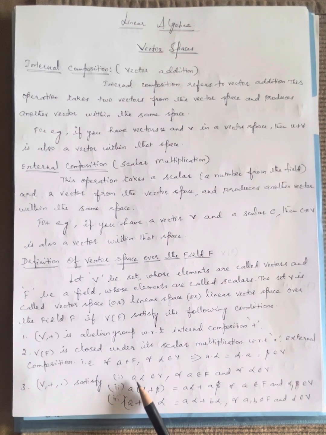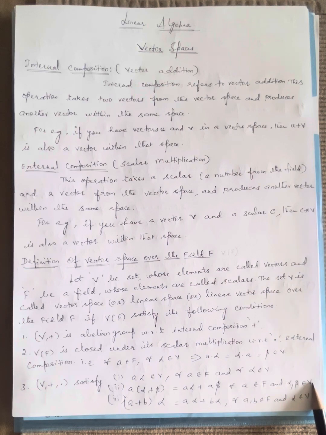Number one: a dot alpha belongs to V. That means a comes from F and alpha comes from V, and if you multiply them, a dot alpha belongs to V. The second one is a into (alpha plus beta) is equal to a alpha plus a beta, for all a in F and alpha, beta belonging to V. Here a is a scalar, and alpha and beta are vectors. That means scalar multiplication is distributive over vector addition.